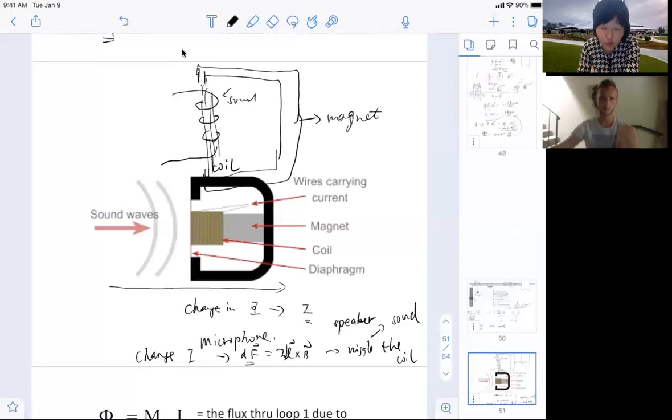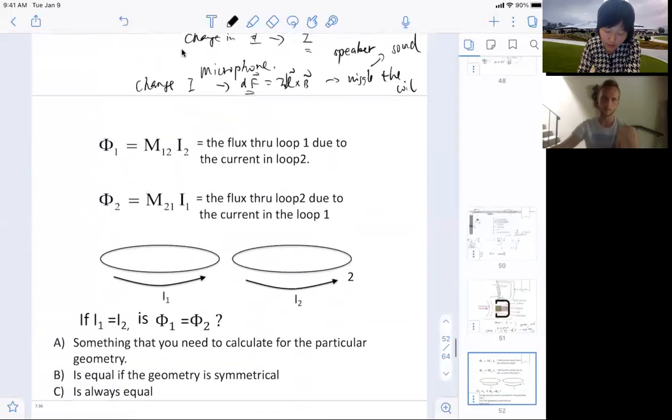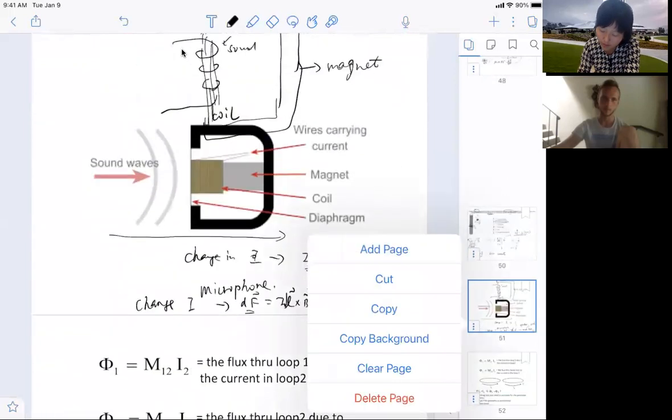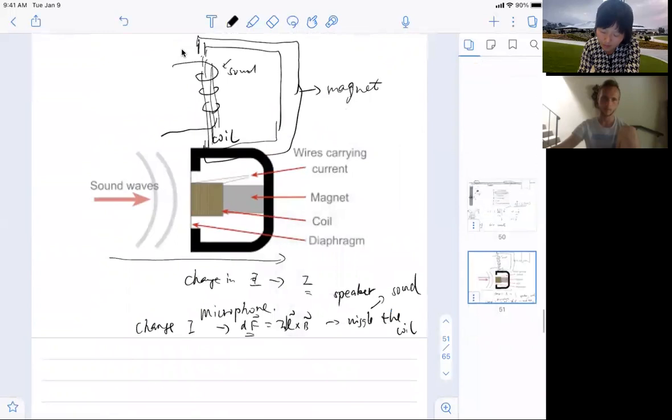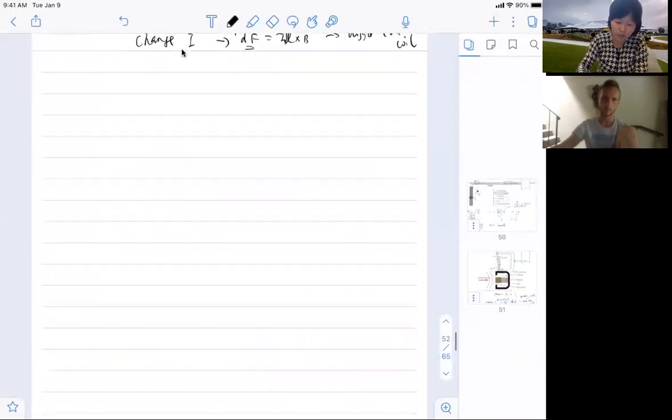Also a quick application for Faraday's law. And of course we use Faraday's law in many other places, and transformers are also another application of Faraday's law. Now, another thing we want to talk about today is inductance. Okay, so moving on.